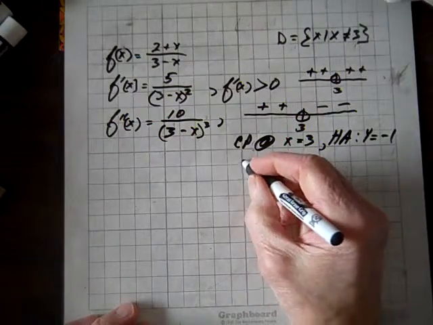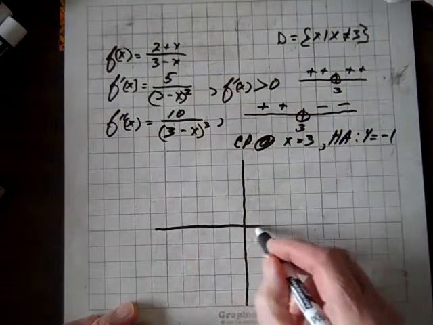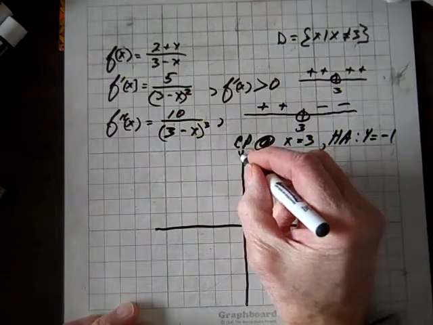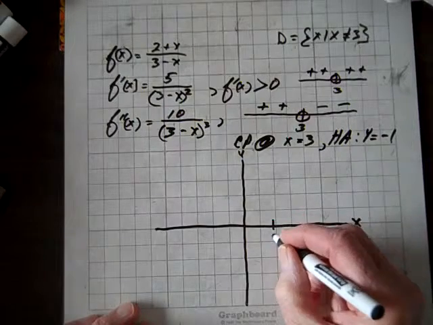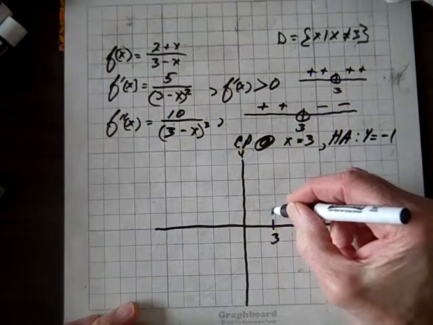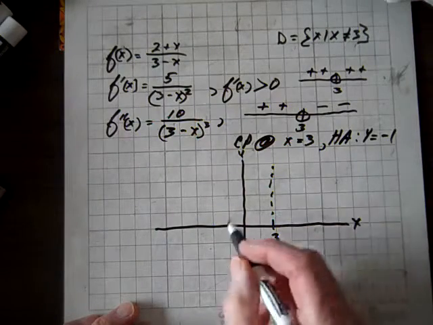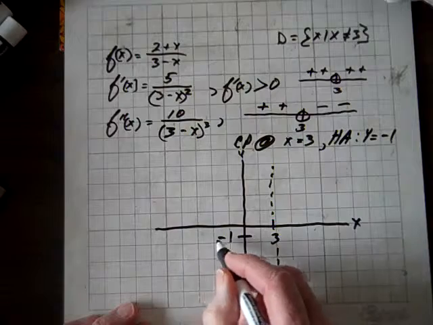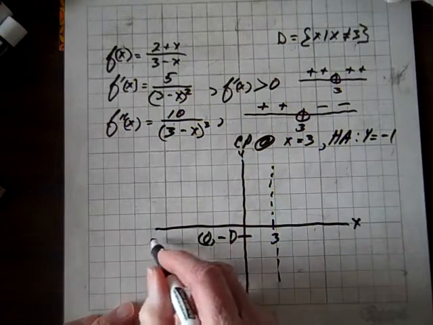So let's go ahead and do a graph. And let's see. So we've got a vertical asymptote at 3 because it's undefined for x equals 3. We've got a horizontal asymptote at negative 1.